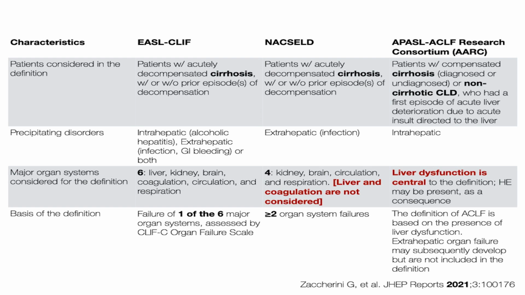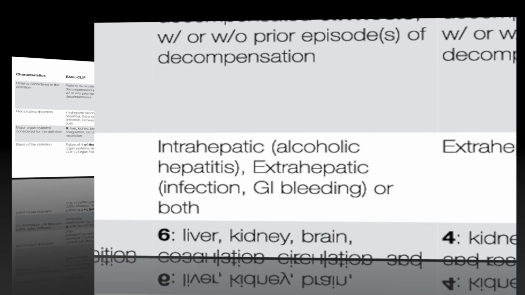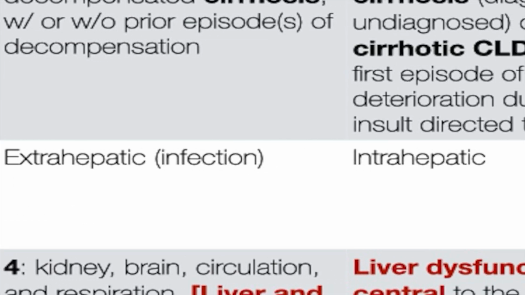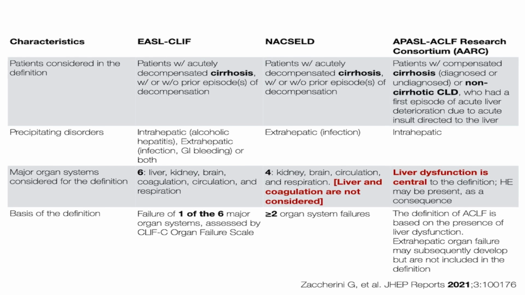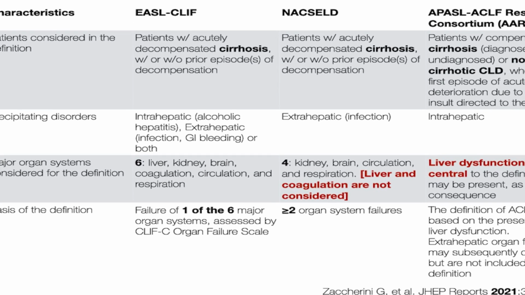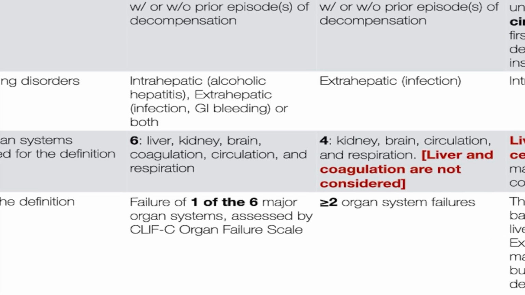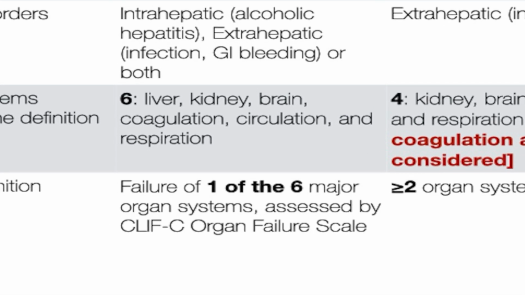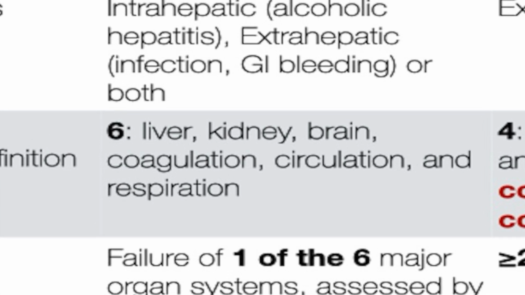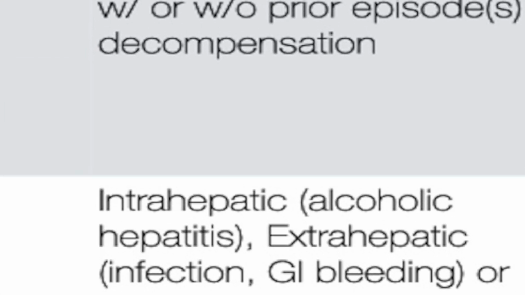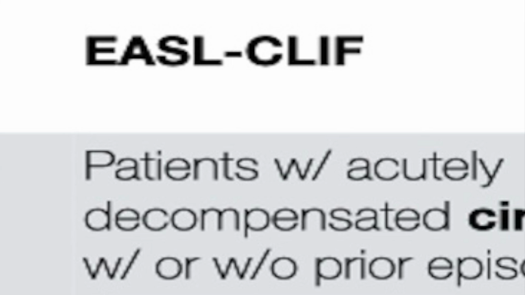This condition occurs in patients with cirrhosis or chronic liver disease precipitated by either intrahepatic or extrahepatic causes, including infections, GI bleeding, and deterioration of the underlying disease. 1 out of 6 major organ failures, including liver, coagulation, kidney, brain, circulation, and respiration, is required for diagnosis according to the European Association for the Study of the Liver criteria.